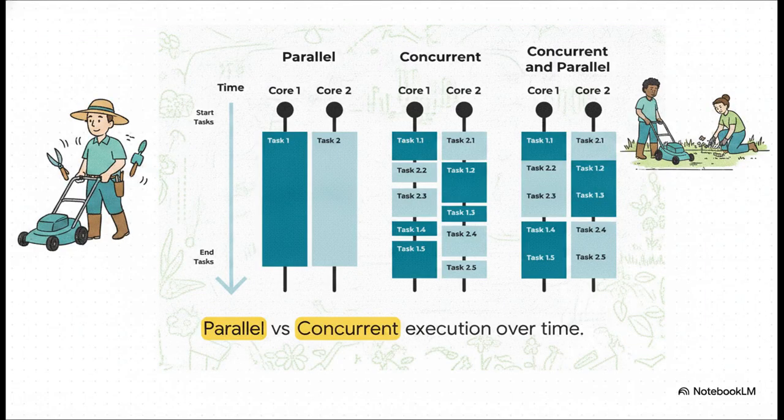Here is a great way to picture it. Imagine a group of workers maintaining a huge garden. Concurrency is like having one incredibly frantic gardener who rapidly switches between mowing, edging, and weeding. They're making progress on all three chores, sure, but they are only doing one single action at any given second. Parallelism is having an entire crew working on that garden at the exact same time. Someone mows, someone edges, someone weeds. That parallelism is exactly what gives us that massive, exponential leap in sheer speed and throughput.